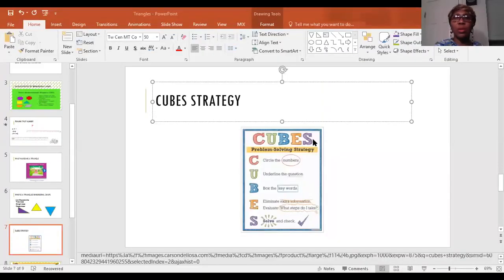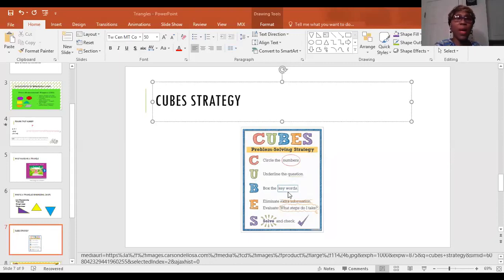It is called CUBES. Cubes stands for circling the numbers. So in those problems, we're going to circle the numbers. We're going to underline the question. That's what the U stands for.